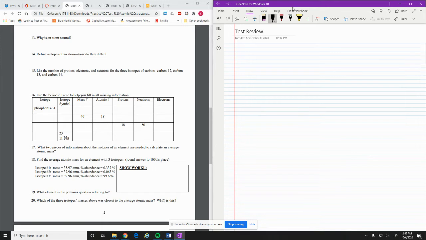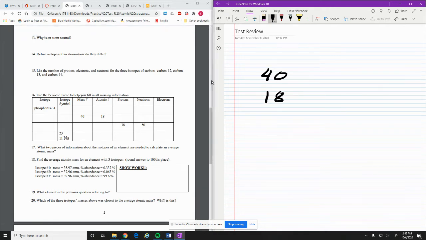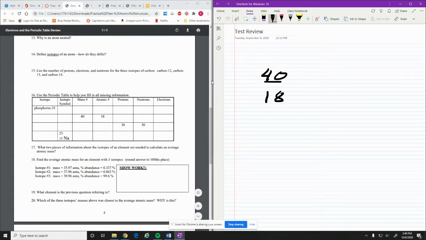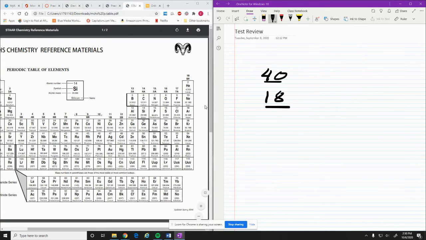All right, let's work backwards. So we know that the mass is 40. The atomic number is 18. I wonder what element that could be. If I'm looking at mass, multiple elements have a mass close to 40, so that won't tell me anything. There's only one element, though, that has an atomic number of 18, and that is argon.